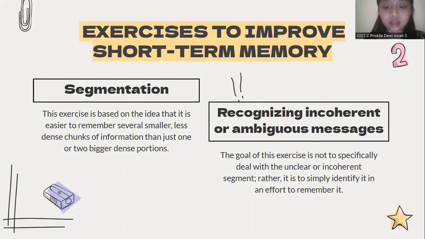Exercise 8 is recognizing incoherent or ambiguous messages. The goal of this exercise is not specifically to deal with the unclear or incoherent segment. Rather, it is to simply identify it in an effort to remember it. You should gather any instances of ambiguous or illogical statements or sections you might come across since you will need them.